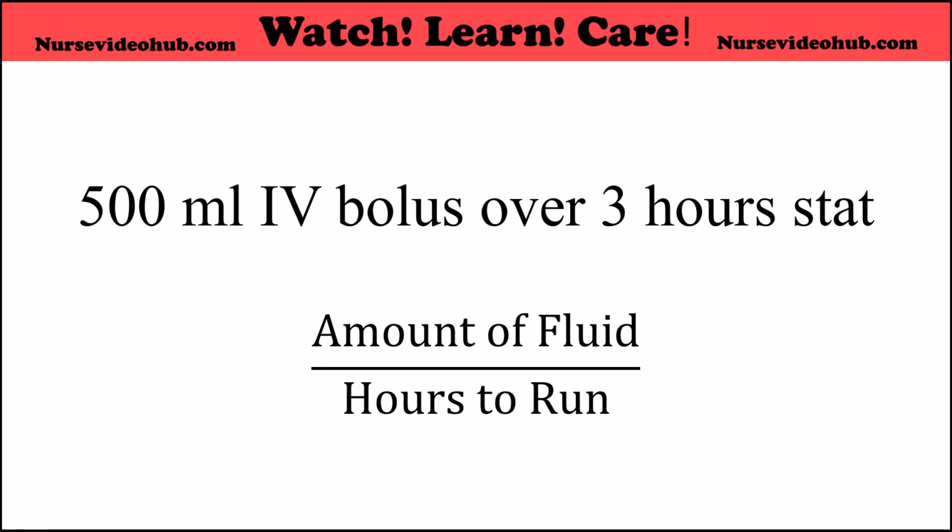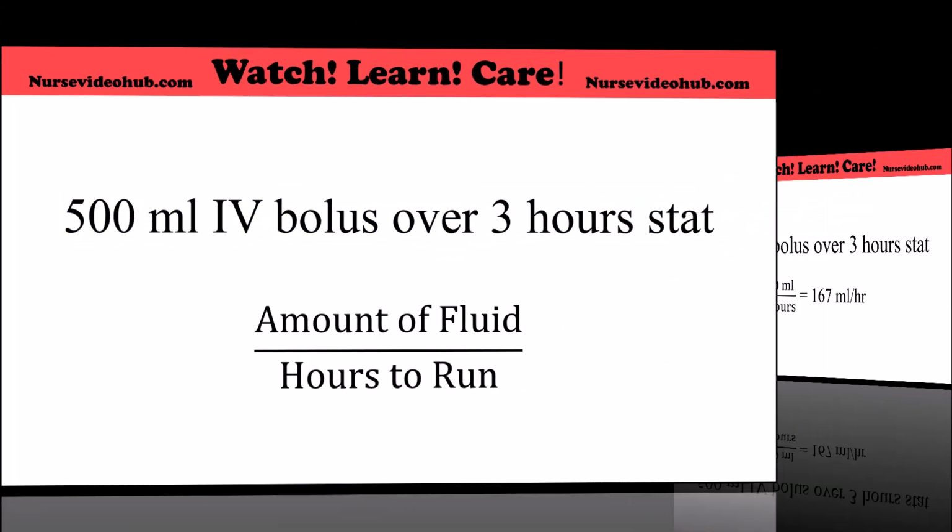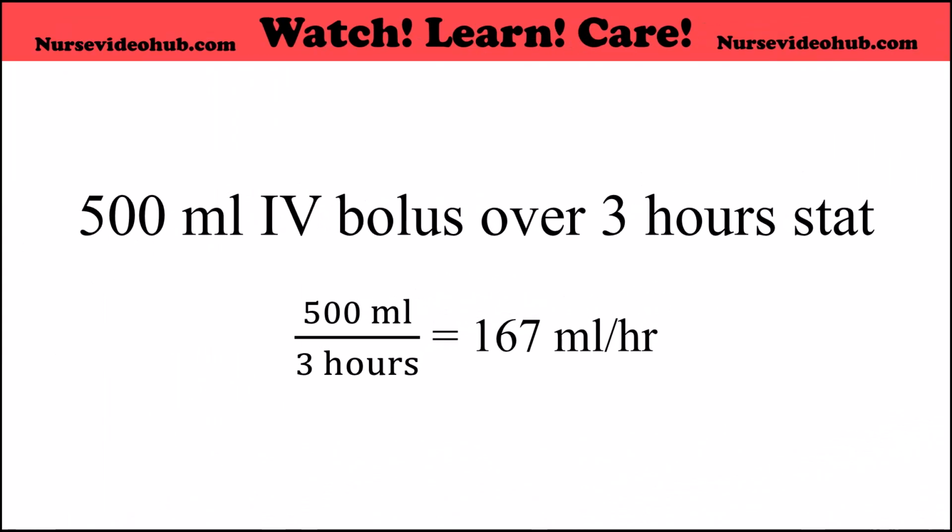The order reads 500 milliliters IV bolus over 3 hours stat. The amount of fluid is 500 milliliters, and you want to infuse it over 3 hours. Plug the numbers into the formula. The total amount of fluid is 500 milliliters divided by the time to run, which is 3 hours. 500 divided by 3 equals 167 milliliters per hour. That is what you would program the IV pump to, 167.